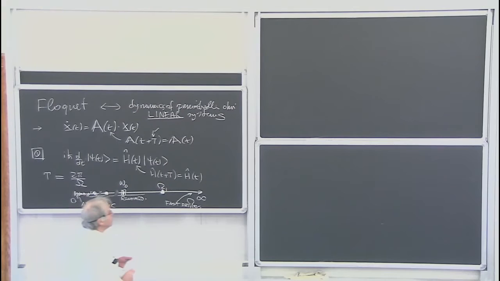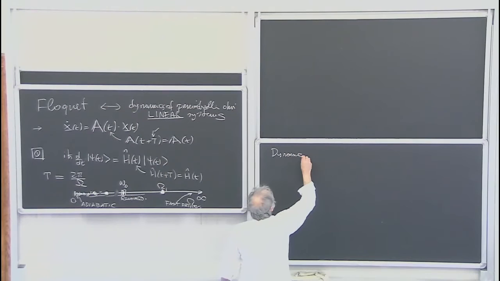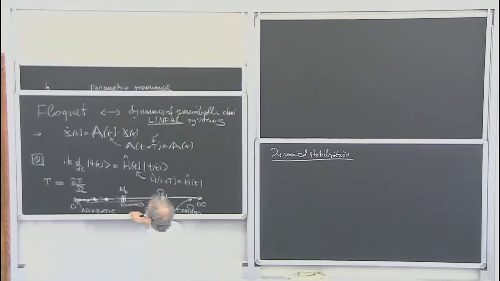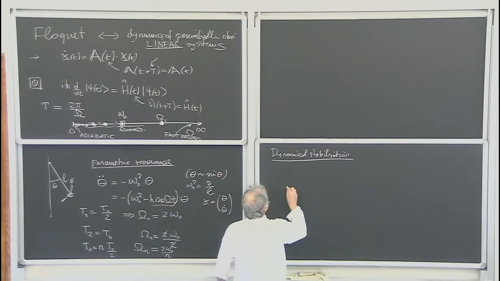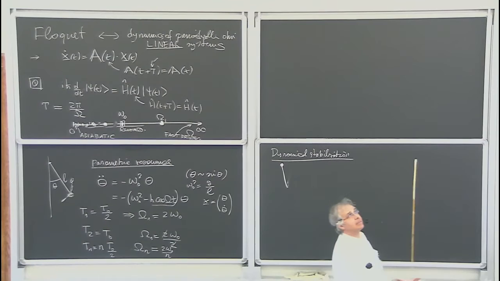Now, the next thing that I would like to show, still connected to classical physics, is the problem of dynamical stabilization. Dynamical stabilization is the following phenomenon. Again, look at the swing, but this time, consider an inverted pendulum, okay? So, an inverted pendulum is essentially this. You see, I can stabilize it, but I have to do a feedback.